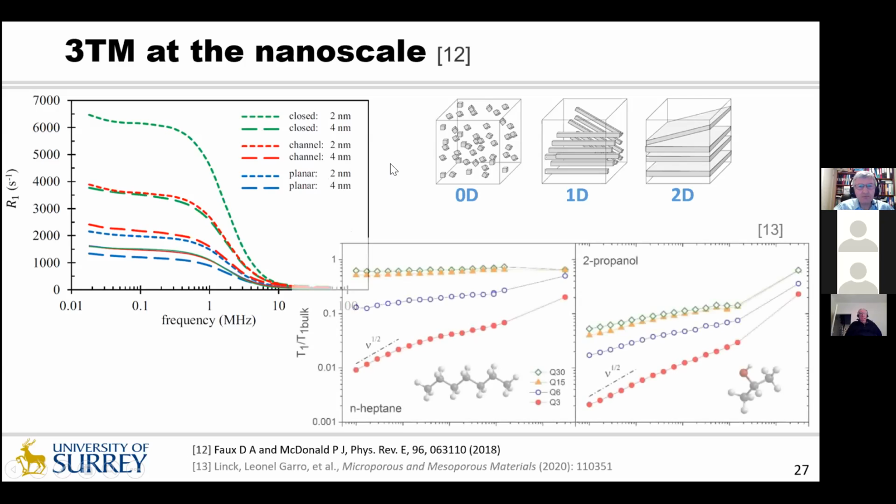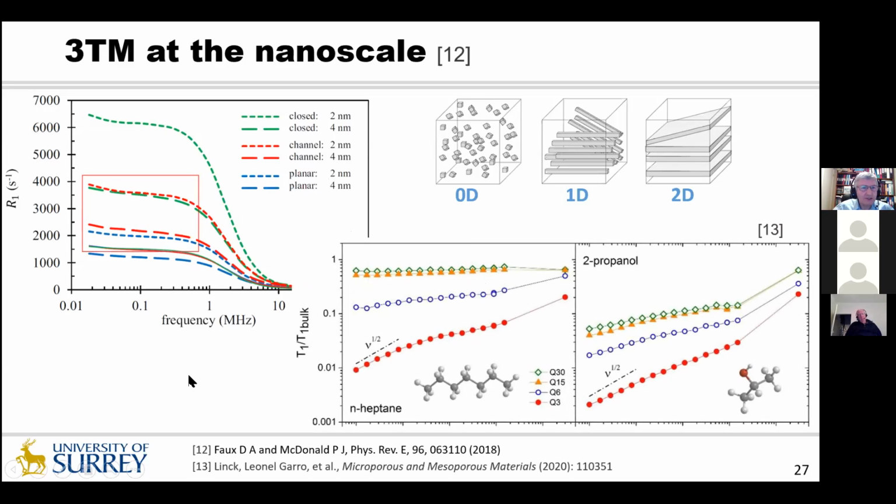Shortly after this was published, I was asked to review a paper by Link and co-workers on, again, silica. And if you look at the Q values here, Q3, 6, 15, and 30, again, this is the nanometerage of the silica material. So 3 nanometers, 6 nanometers, 15 and 30 here.